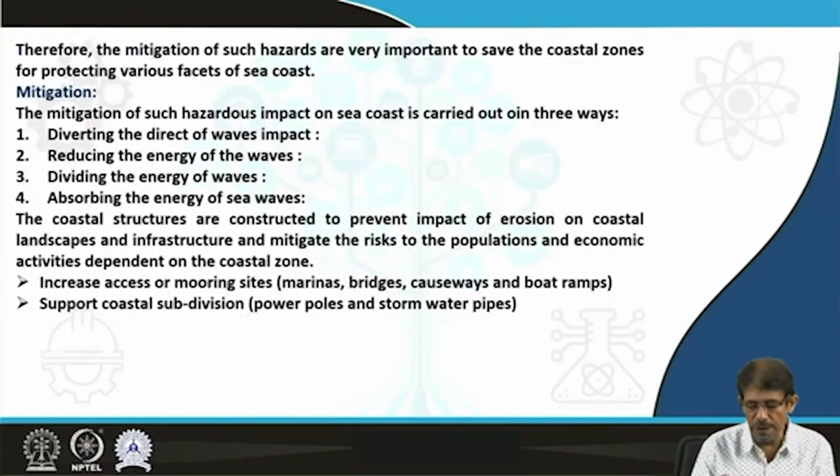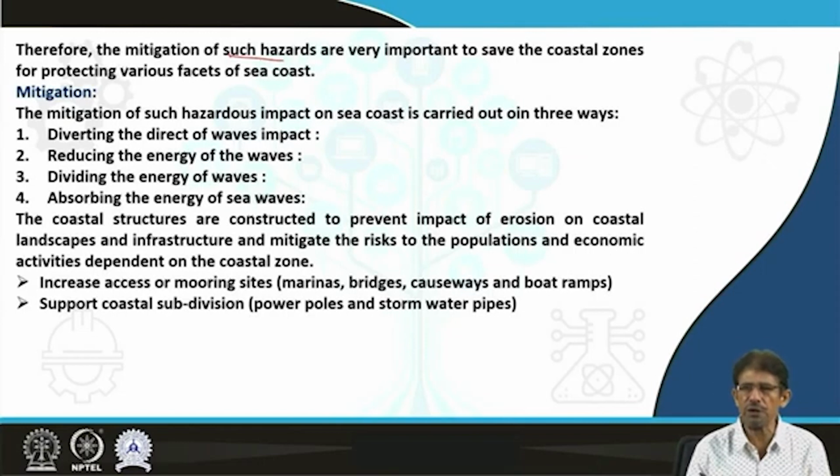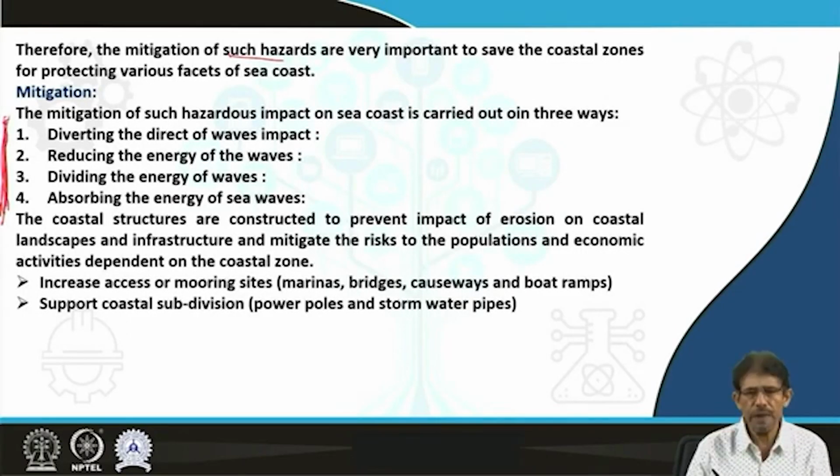Therefore, the mitigation of such hazards is very important to save the coastal zone for protecting various facets of the sea coast. Regarding the mitigations, particularly the hard engineering structure or hard engineering control, we are going to develop these 4 types of structure which are going to help in mitigation of such hazards. The mitigation of such hazardous impact on the sea coast is carried out in these 4 ways.